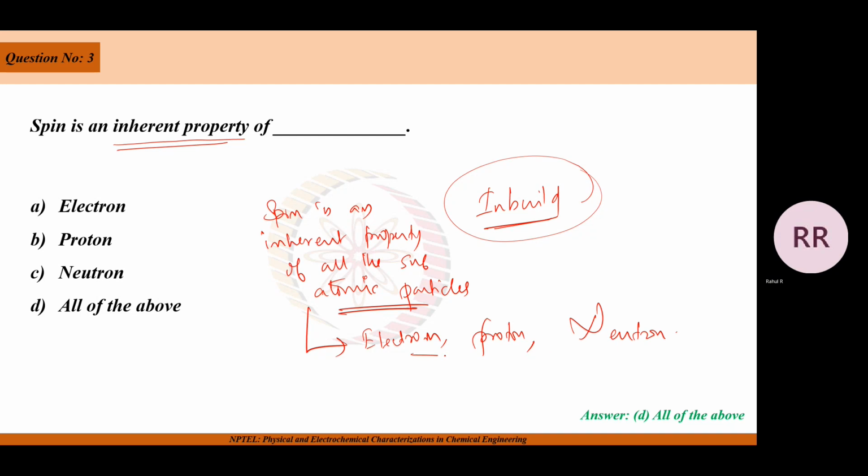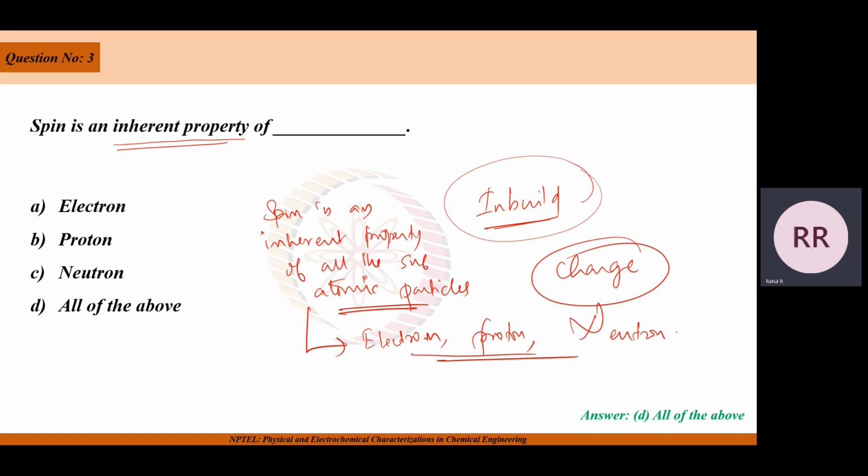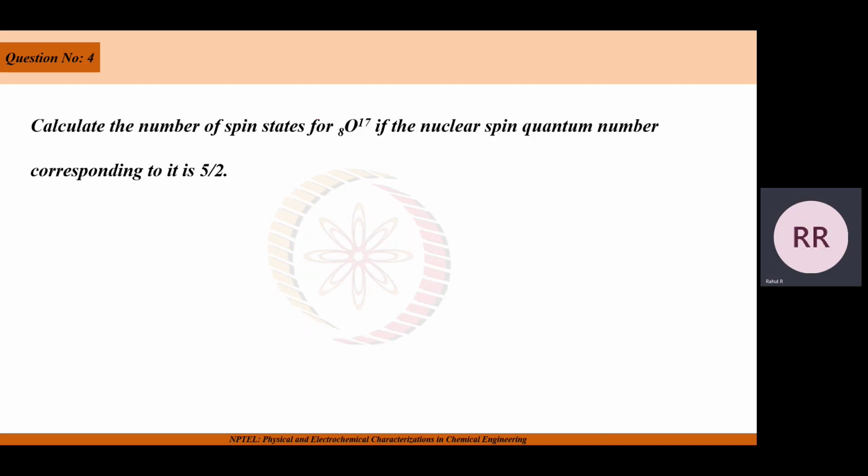Just like charge, which is another inherent property, spin is also a very inherent property that is inbuilt to every subatomic particle. So the answer to the question is option D, all of the above. All protons, neutrons, and electrons have their own corresponding spin. Okay, now let us go to the next question.